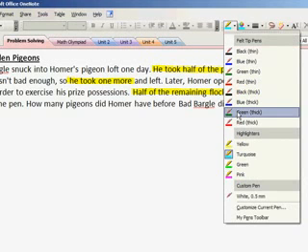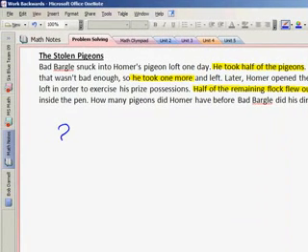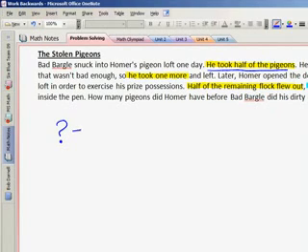So let's look at how we set this up. We don't know what we started with, and so our goal is to find that number. So we're going to identify that using a question mark. And now we're going to write out our math problem. So, if Bad Bargle took half of the pigeons, how do we show that mathematically? You've probably already figured that out, but we show that by doing divided by 2. That would break a number in half. We could also do it by multiplying by a half, but I find it to be a little bit easier to divide by 2.